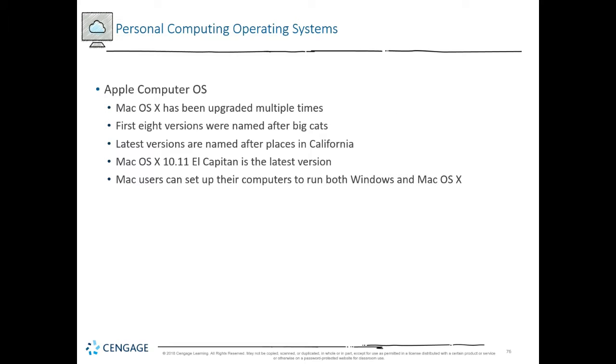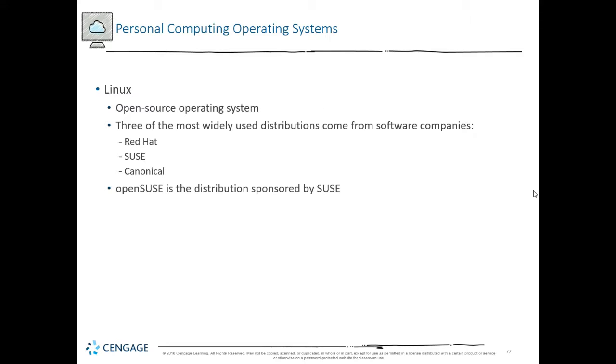Personal computer operating systems. Apple's Mac OS X has been upgraded multiple times. The first eight versions were named after big cats. The latest versions are now named after places in California. Mac OS X 10.11 El Capitan is the latest version. Mac users can set up their computers to run both Windows and Mac OS operating systems.